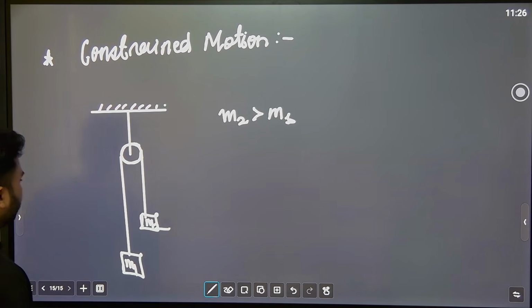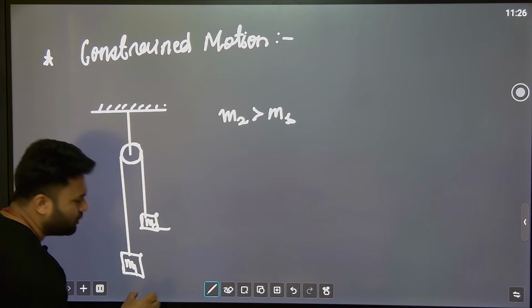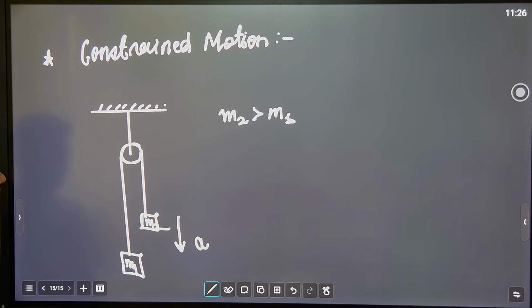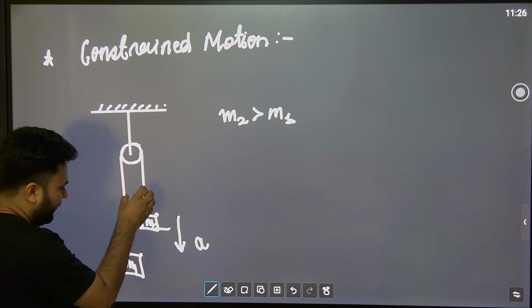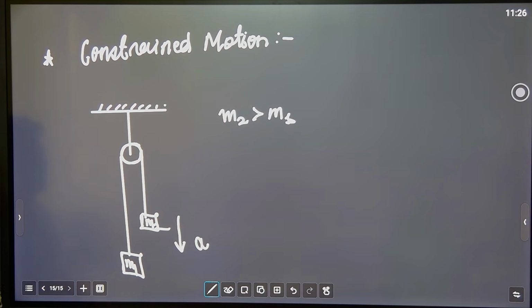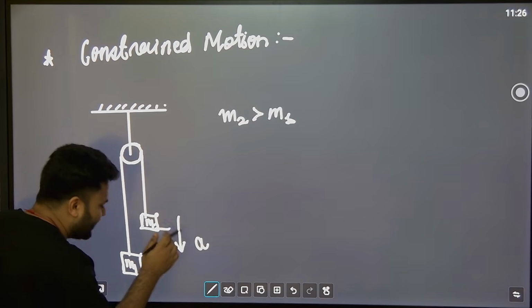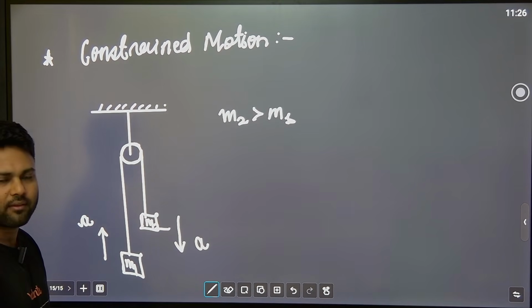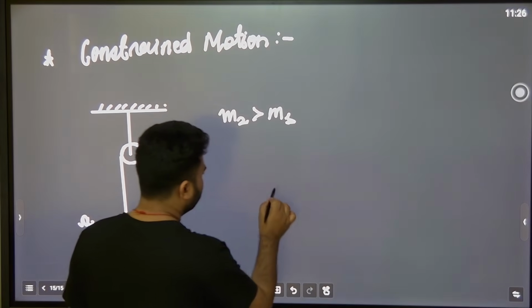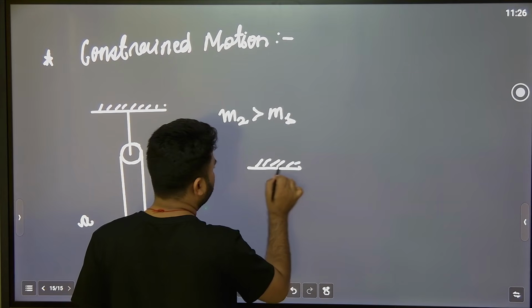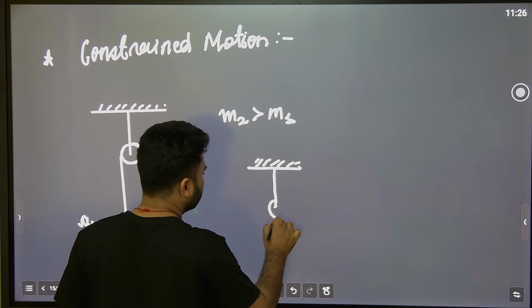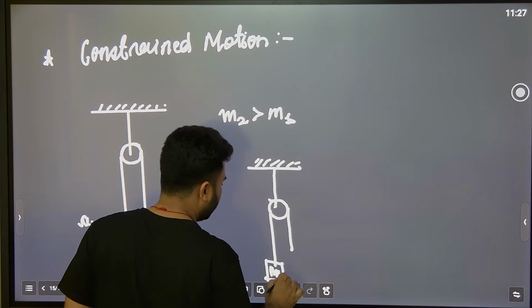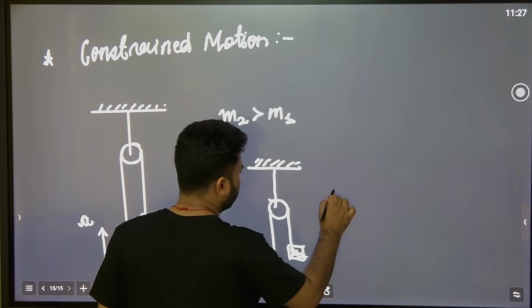Correct? So what will happen? Since this is heavier, this is light, this will go down. So this will accelerate with some acceleration A. And you know, if this goes down, this will definitely go up. If it goes down with acceleration A, definitely this will also go up with acceleration A. Correct? Same thing, I can use for velocity also. M1, M2.